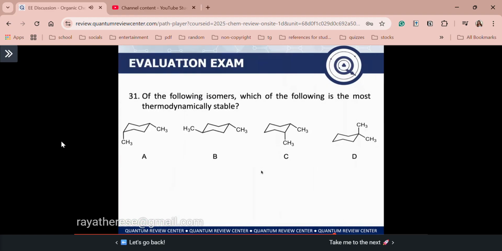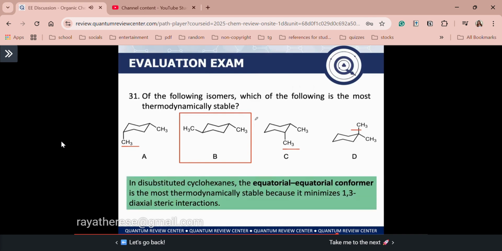Okay, 31. Of the following isomers, which of the following is the most thermodynamically stable? Class, remember, the preferred thermodynamically stable position is equatorial. So, that's why, class, again, do we have an equatorial? Yes, sir. That's choice B. Okay? For our choice A, we have axial. Choice C, axial. Choice D, axial. Straightforward question, class. Easy question.